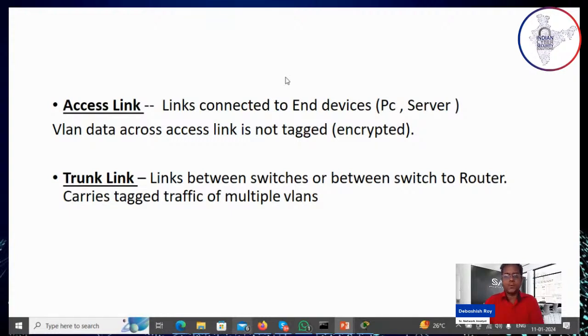But a trunk link is a link between switches or between a switch and a router, and generally it carries tagged traffic of multiple VLANs. So if you have created 10 VLANs, it will carry the traffic of all the VLANs in a tagged manner. In a trunk link, generally the data is carried in a tagged manner. But in case of the native VLAN, if you configure a native VLAN, that VLAN's traffic also goes through the trunk link, but that traffic is not tagged.